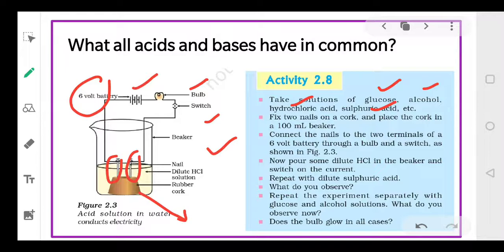Okay. So we have prepared 4 solutions. Secondly, now our setup is ready. Setup means our apparatus is ready. We have taken a beaker. We have fixed a rubber cork. In the rubber cork, we have 2 iron nails. And the iron nails are connected with the bulb, battery and the switch. Clear? Now we'll pour the first solution in the beaker.